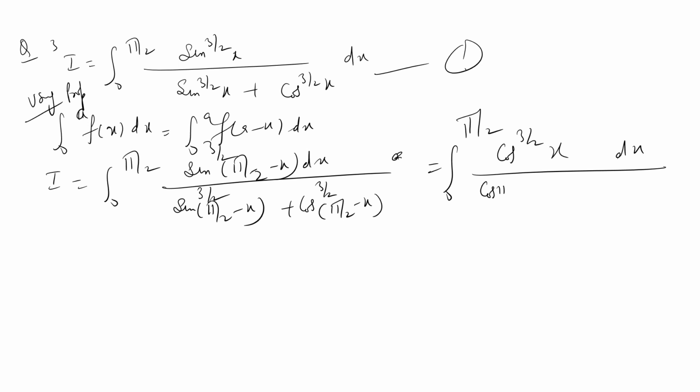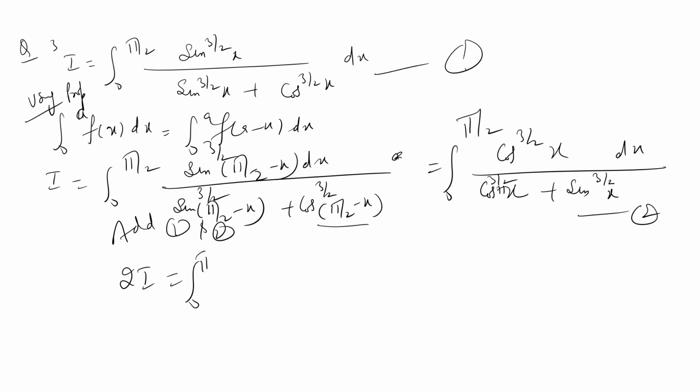This is cos. Again, this becomes cos 3 by 2, and this becomes sine. This 90 minus x will become sine 3 by 2x. Now again I will add 1 and 2. So the left hand side will become 2I and it is 0 to pi by 2. If I take the LCM of this and this, you very well know it is just cos 3 by 2x.